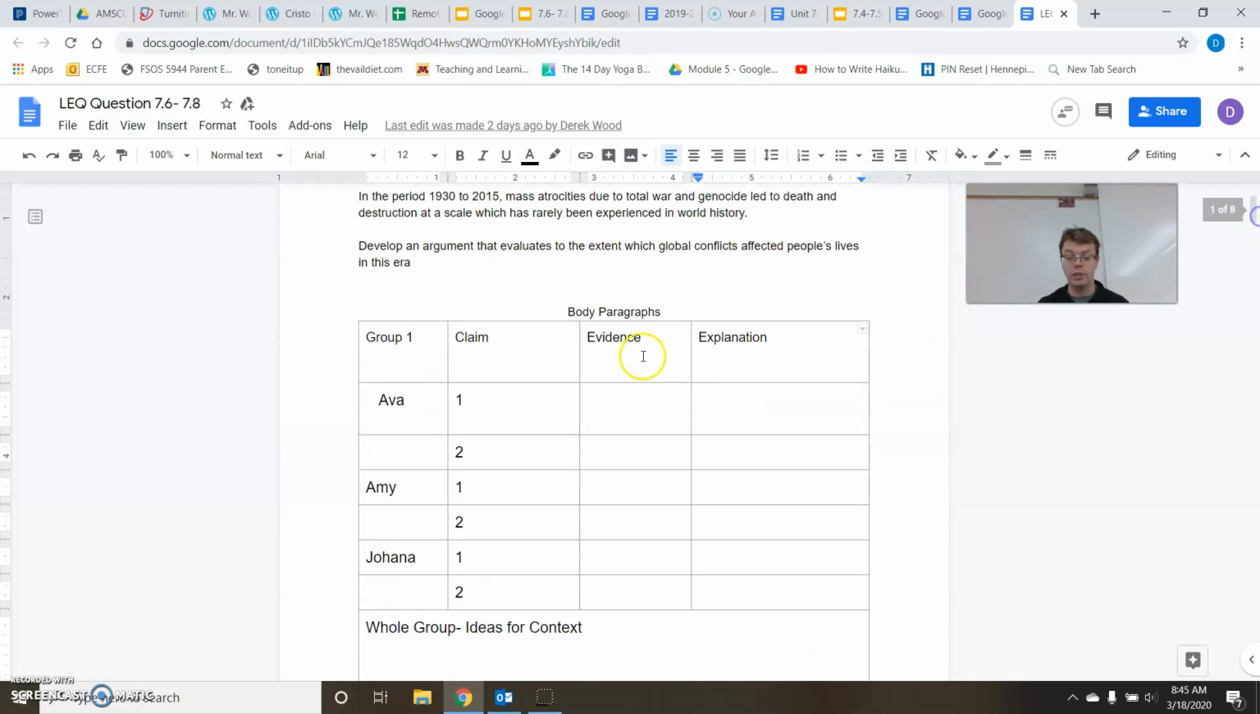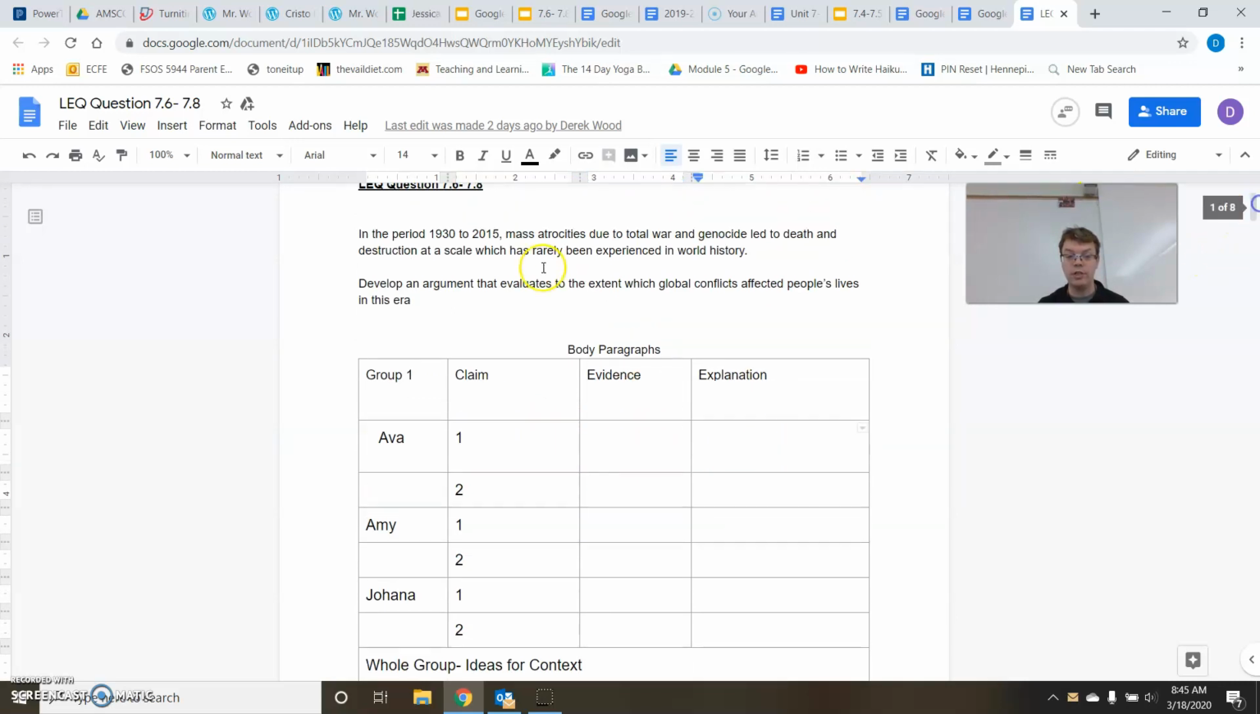So what you're going to do on here is you're going to put any possible ideas for claims, evidence, and explanation that you are thinking about that would answer this question about the effects of global conflicts.